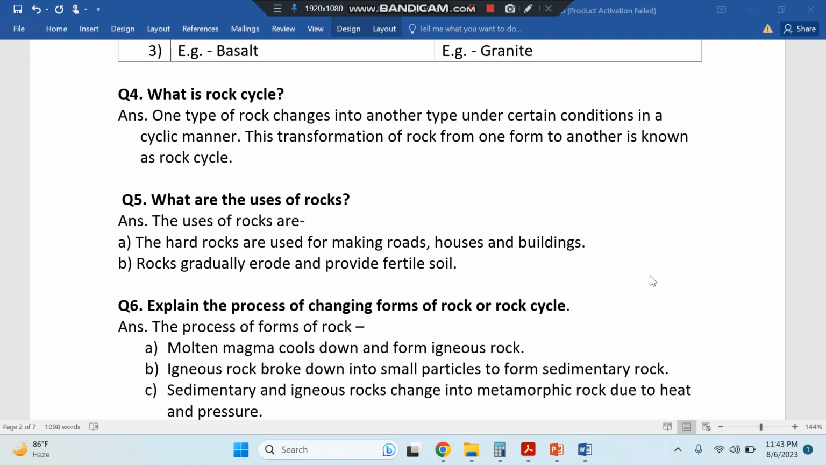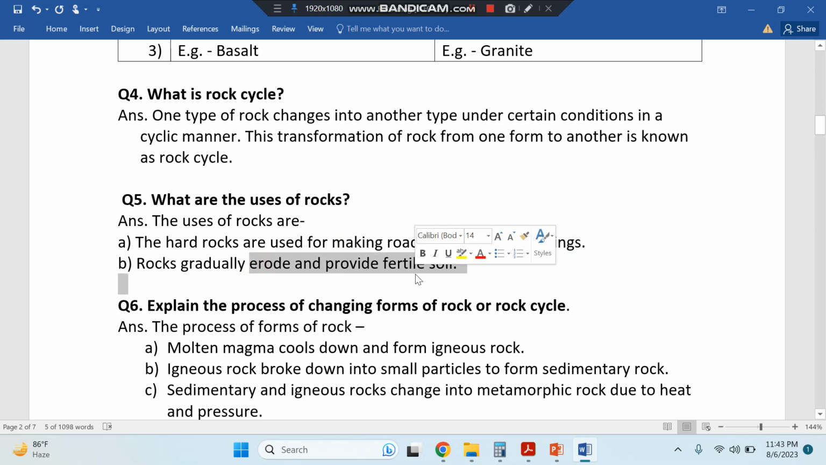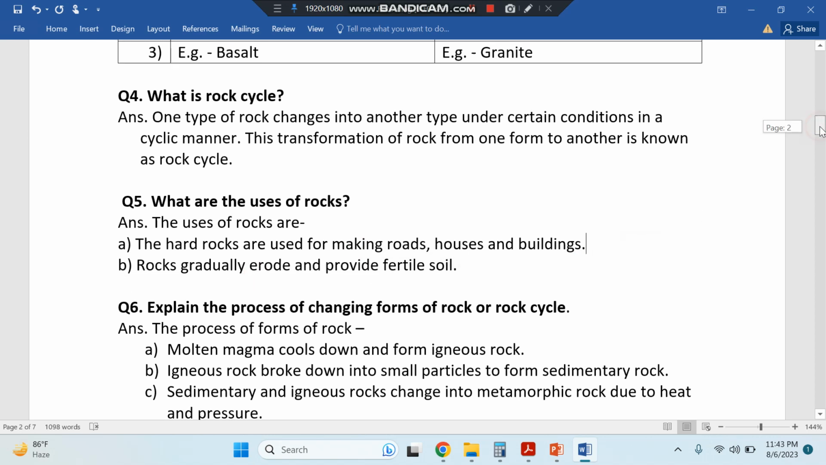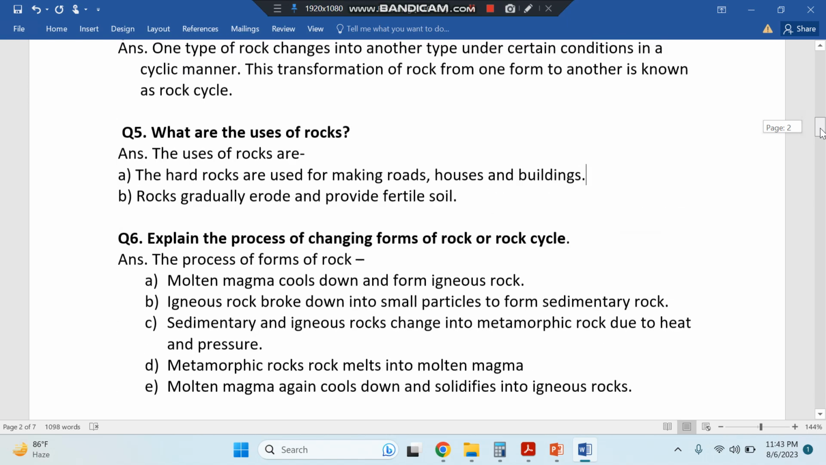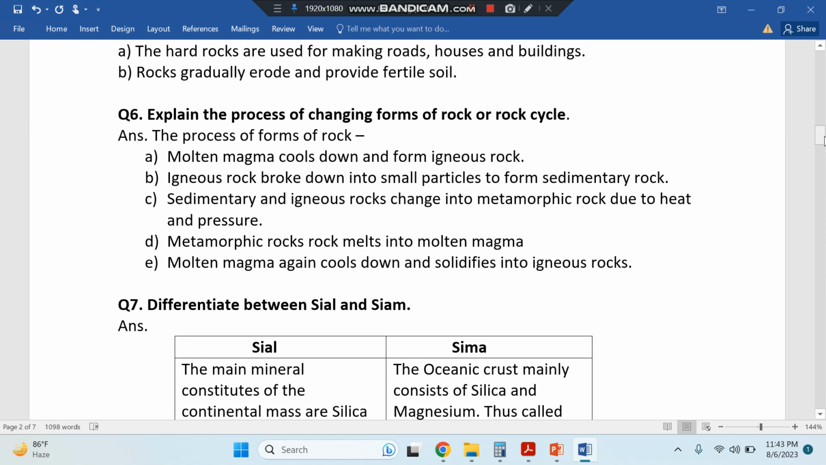Then what is a rock cycle? One type of rock changes into another type of rock in a cyclical manner, and this is called the rock cycle. Let's see the fifth question. In the sixth question, there's an explanation of it. Then uses of rocks: they're used for making roads, houses, buildings. When they erode, they provide fertile soil. The rocks that are in the river bodies keep on getting eroded through water and they form fertile soil.